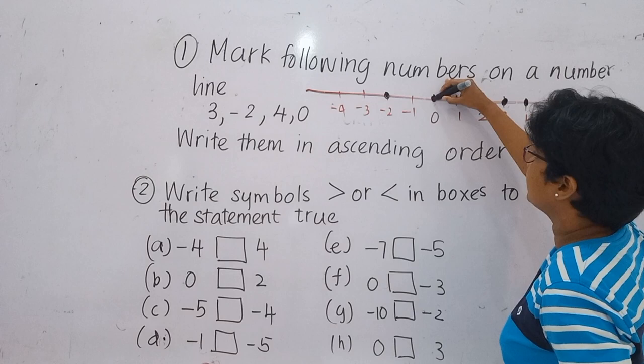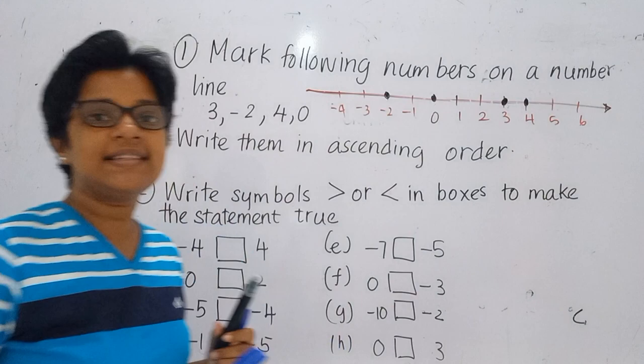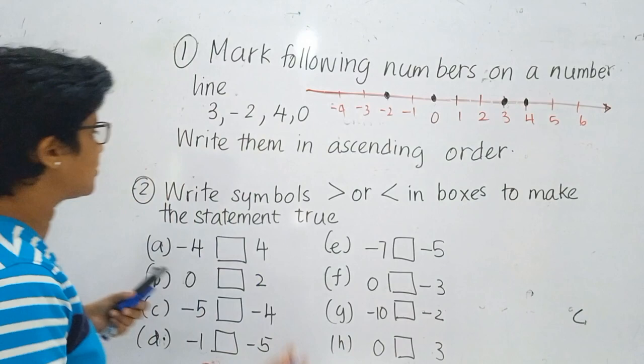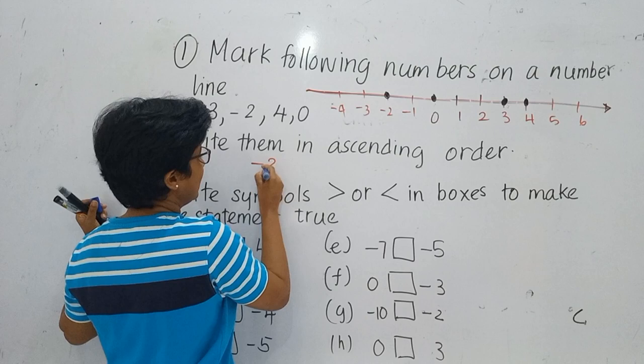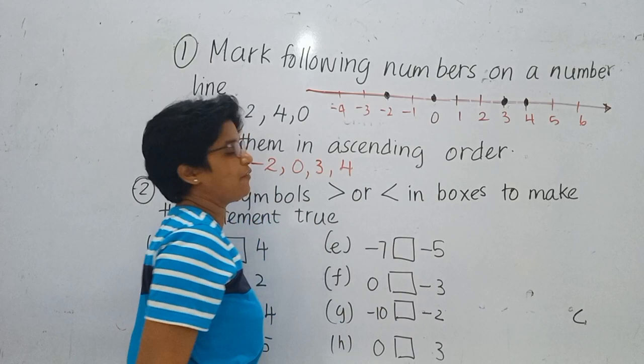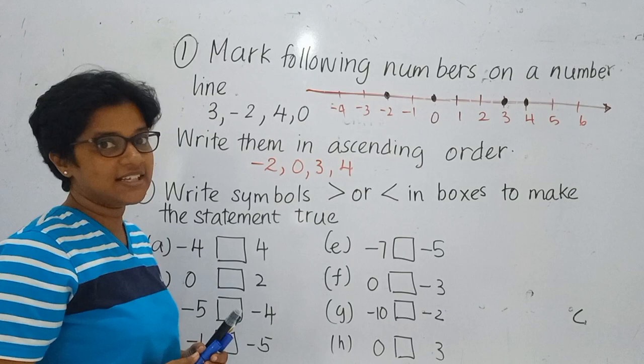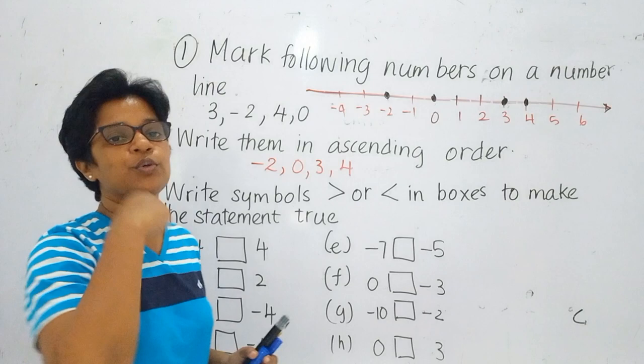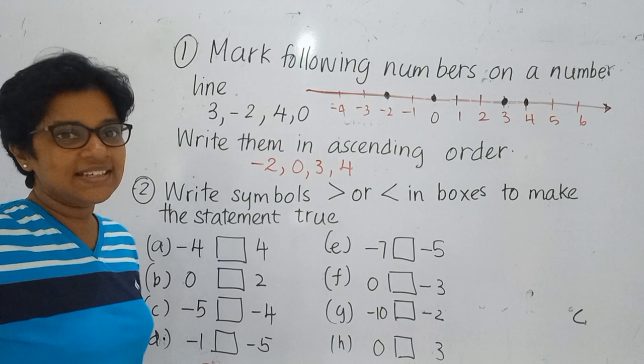will be there. Right, now you have to write them in ascending order. What is ascending order? From small value to large value, from smallest to largest. The smallest value will be negative 2. Next value will be 0, next value will be 3, and the highest value will be 4. Therefore, the least value is negative 2, highest value is 4. Ascending order means from smallest to greatest. Okay. Is it correct?